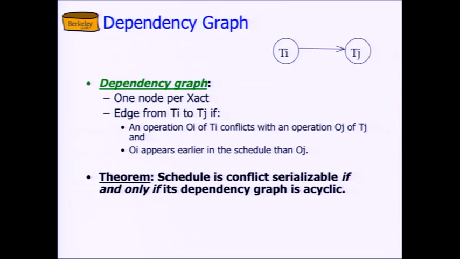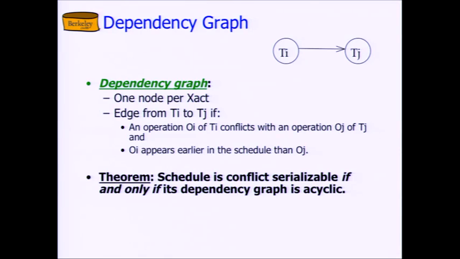And there's going to be an edge from transaction Ti to transaction Tj if some operation, a read or a write, of Ti conflicts with an operation of Tj, and that operation from Ti came first in the schedule, earlier in order. So the direction of the edges is with respect to time. An edge from tail to head is previous in time to later in time.